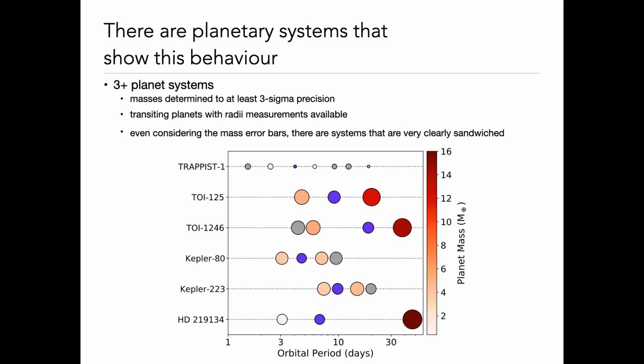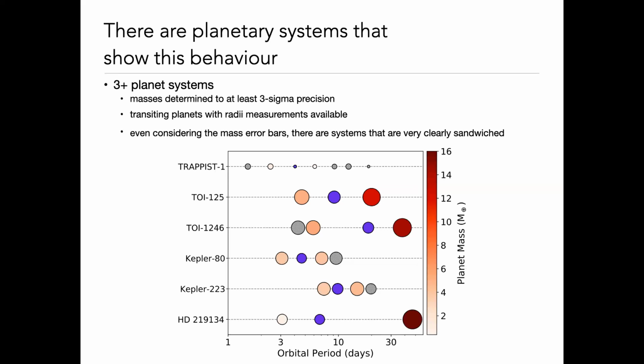We got about, I think it was 17 planetary systems in the end, once we'd made this cut, and then we said, right, okay, which of those are actually sandwiched? And there are about six of them. So here, the blue planet is what we call the sandwiched planet. The planets either side of the blue planet are the planets that are sandwiching it, and the size of these planets, as well as the color, illustrates their mass. And then the gray planets are simply other planets in that planetary system.